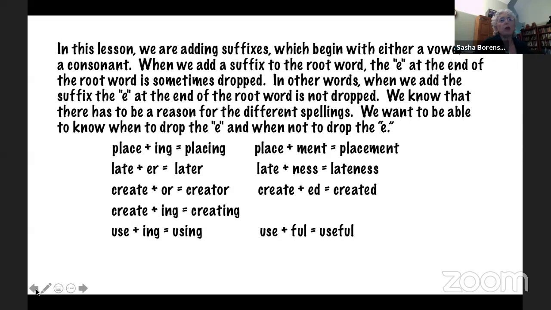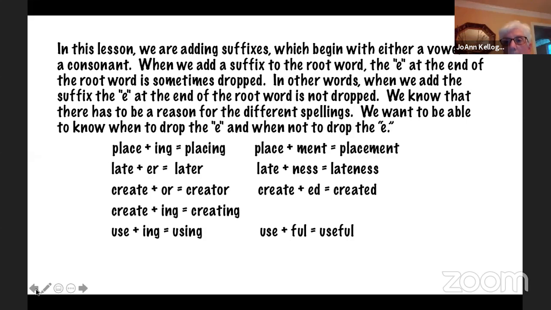So is anybody willing to tell me one thing that they think, just one idea that they think is happening here? When the suffix starts with a vowel and there's an E at the end, the E is removed and the suffix is added? I agree with that. That's one thing. Who can tell me another idea about this? Well, if the suffix begins with a consonant, the E stays in place. Right, the root word, because you know that E needs to be there to make Block.